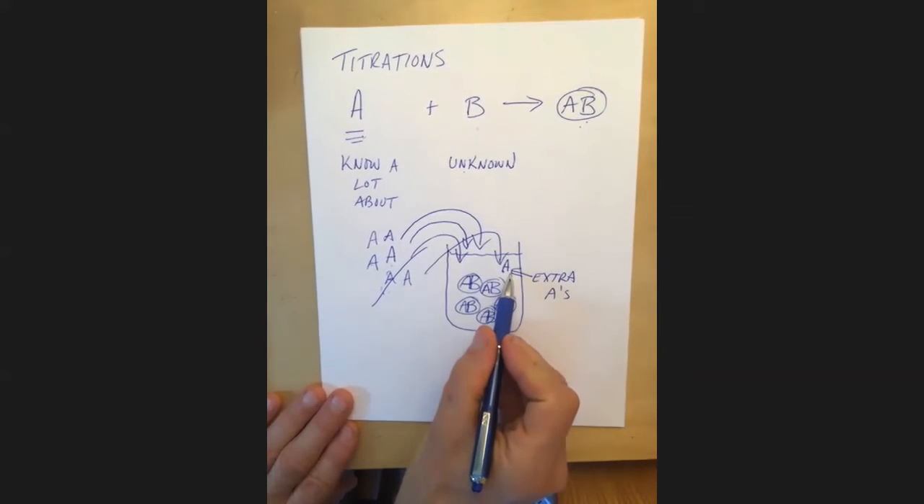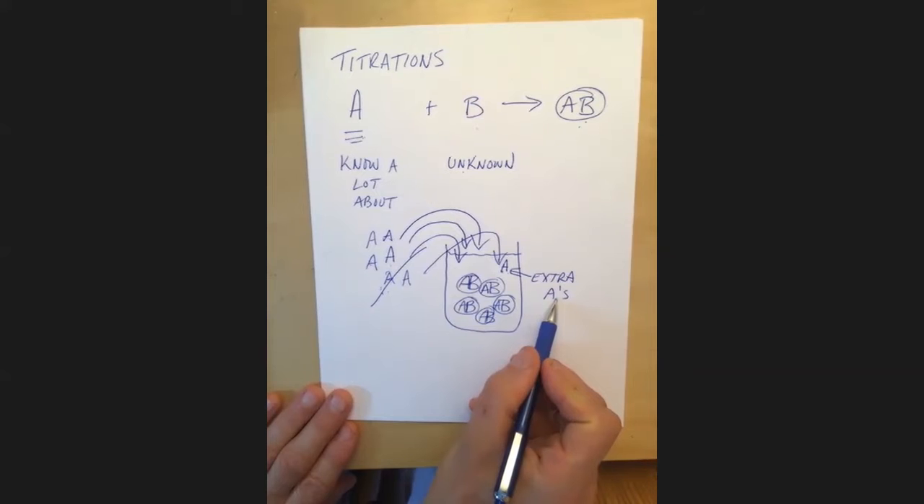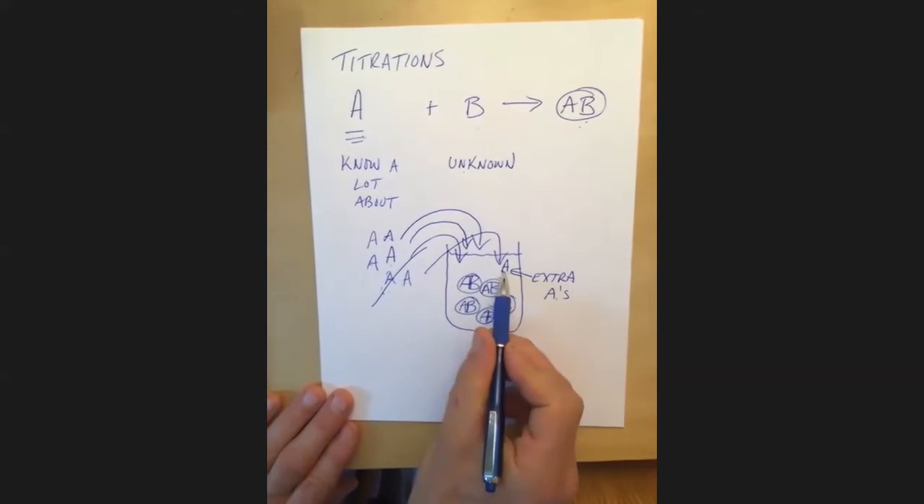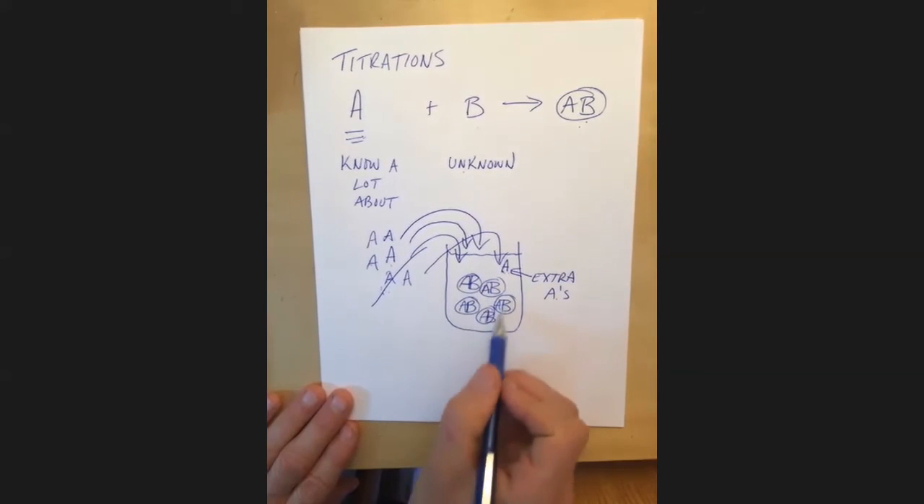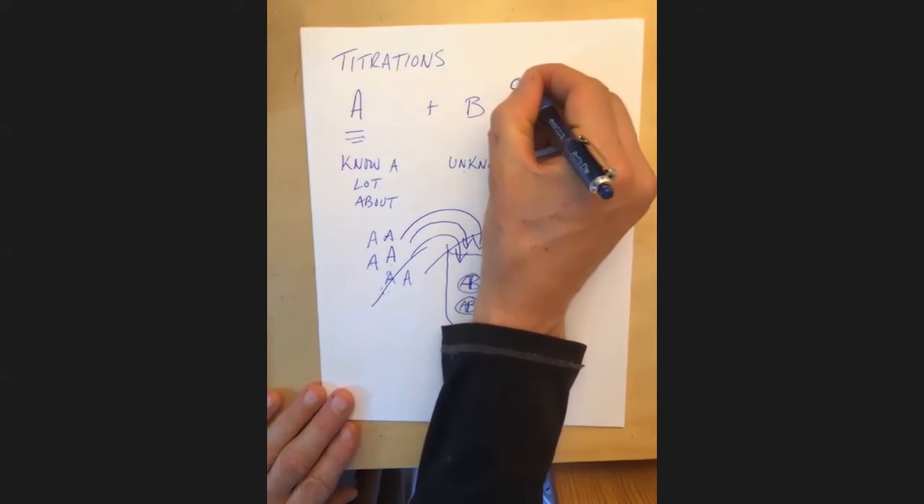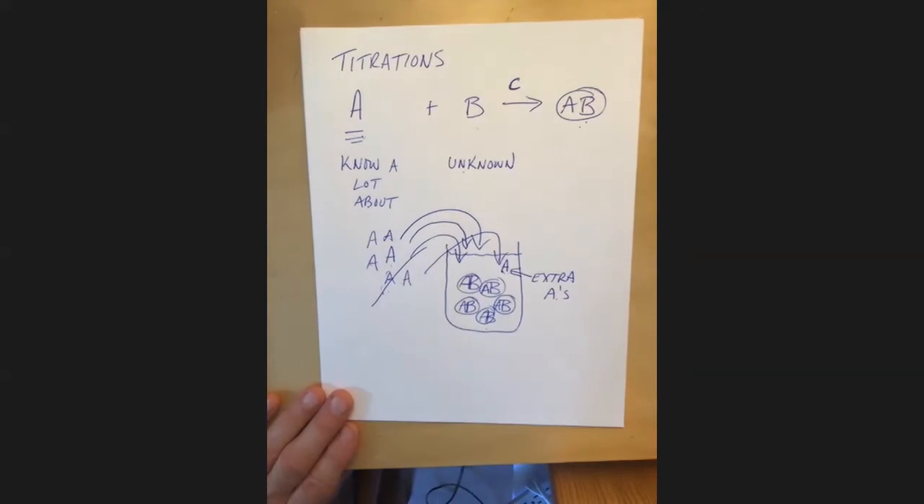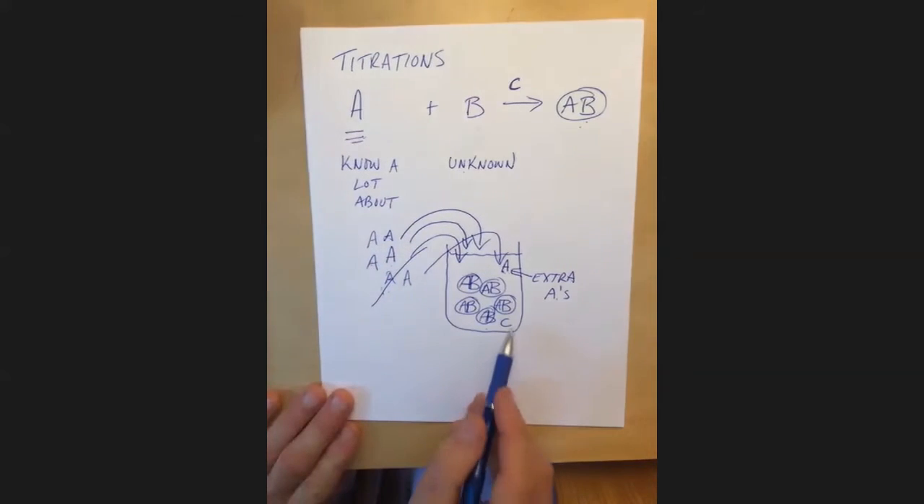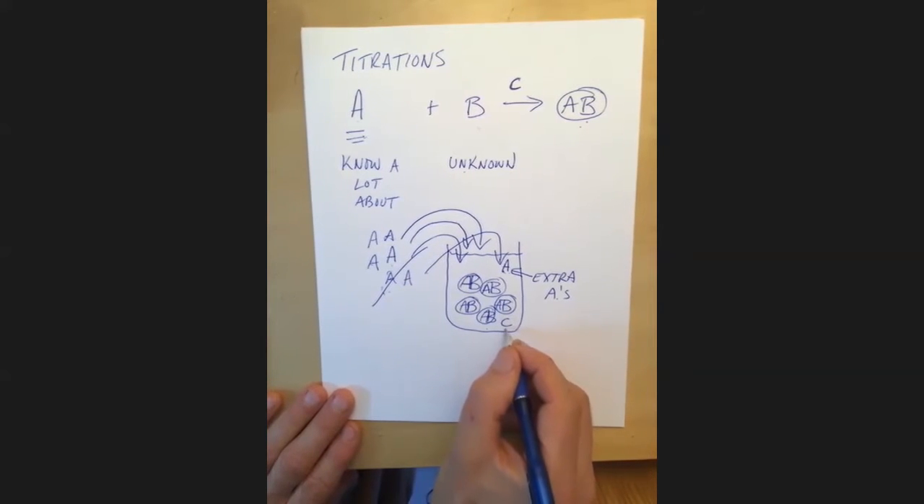And so I need some way of knowing that. And the way that we do that is we stick another compound in there that will only react with A after all the B's are gone. So I'm going to put compound C in the container. And I put compound C in because C will only react with A once all the B's are gone. And it just so happens that compound C changes color when we make AC.